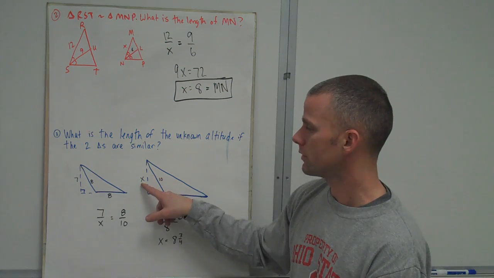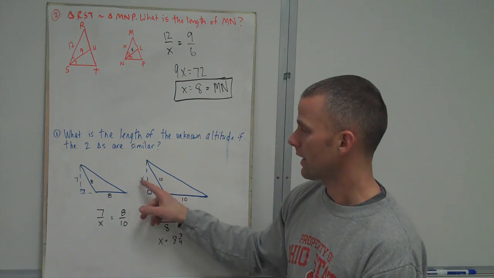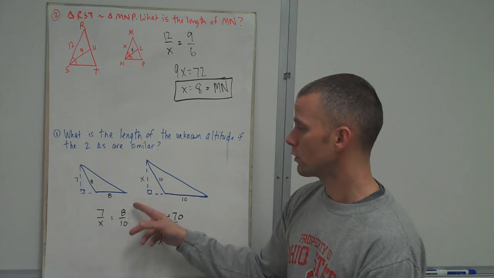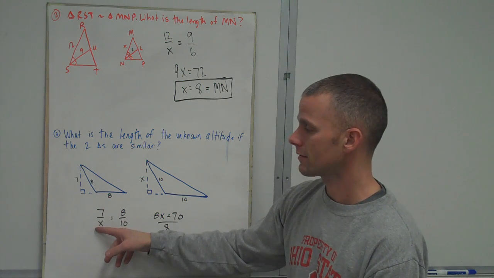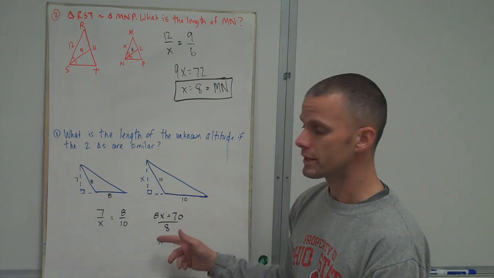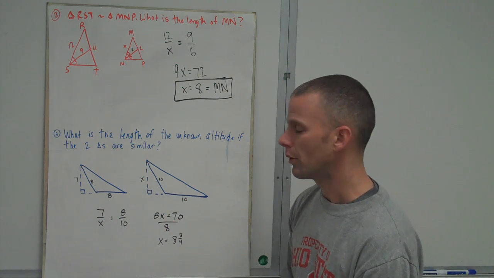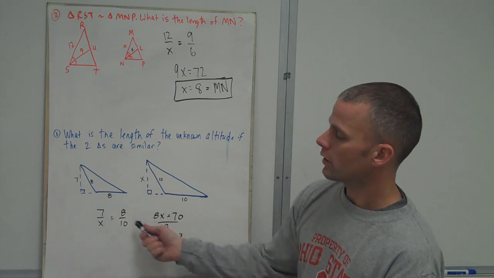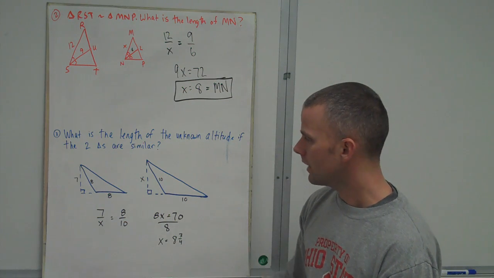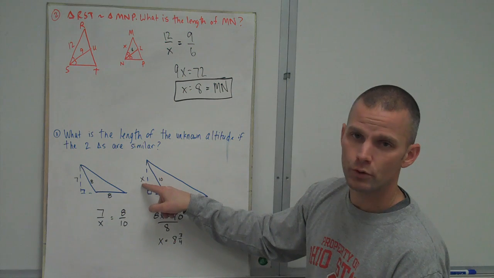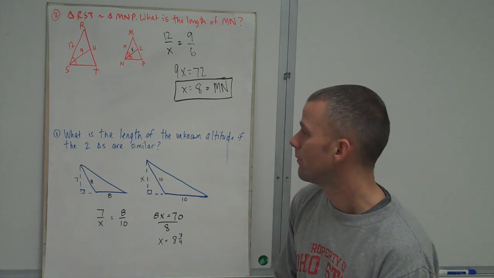Altitude compared to altitude. Does it matter if I go 7 over x or x over 7? No, just make sure the other ratio is set up consistently. Here I went 7 over x, so I'm going to go 8 over 10. Could I flip both of them? Sure. It'll still work the same way. So we cross multiply, we get 8x equals 70, divide by 8, and I know the measurement of the altitude I was looking for is roughly 8 3/4.